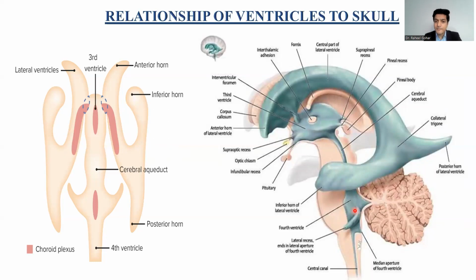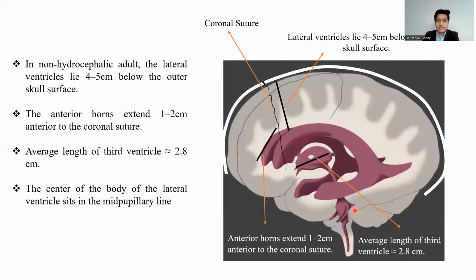Now, how can we access? Whenever we are performing intraventricular drains or VP shunts, we have to know from the skull how deep we have to go to hit the ventricle. So usually, from Kocher's point, it is usually 4 to 5 centimeters from the surface of the skull to the ventricle.